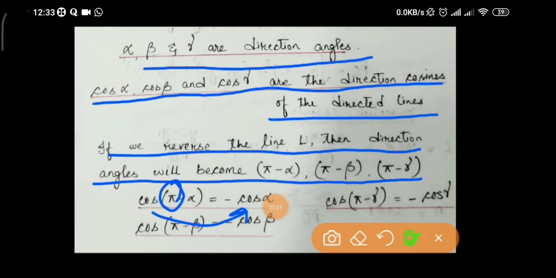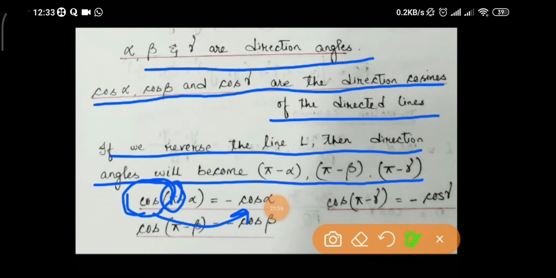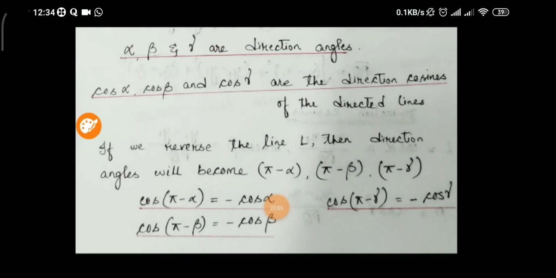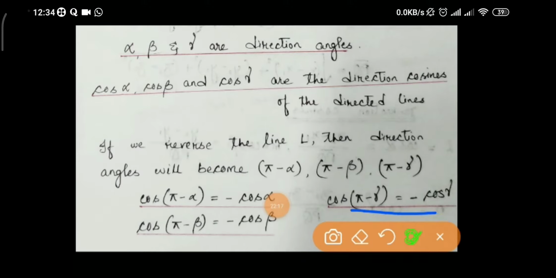Okay, but which quadrant? Pi minus alpha is in the second quadrant, so cos is lying in the second quadrant. In the second quadrant, only sine and cosec are positive, so this will be negative. So similarly I have put negative sine. Similarly for cos pi minus beta and cos pi minus gamma, we will get minus cos alpha, minus cos beta, and minus cos gamma.